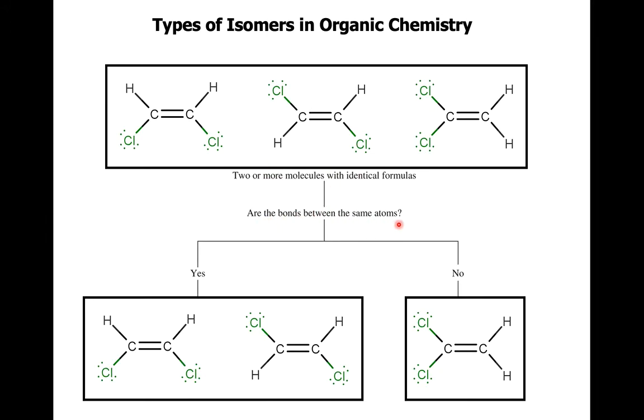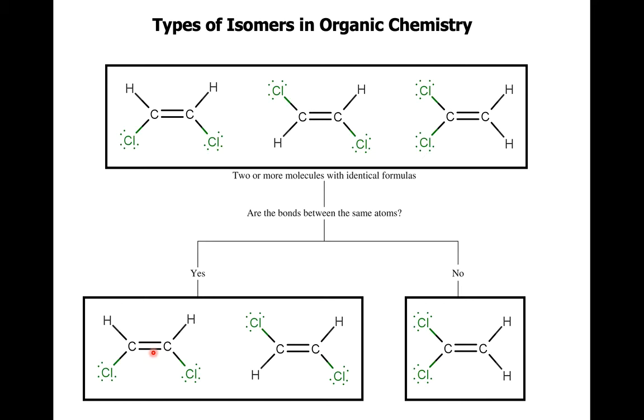Are the bonds the same? Well, the first one and the second one, the answer is yes. For the third one, the answer is no. Because, for example, this carbon is bound to 2 chlorines. This carbon is bound to no chlorines. And so in organic chemistry, this is the 1,1 dichloro, whereas these are 1,2 dichloroethenes. Or we can also call this a gem dichloride, since this is geminal substitution of the 2 chlorines on the carbon atom. So this is a constitutional isomer.